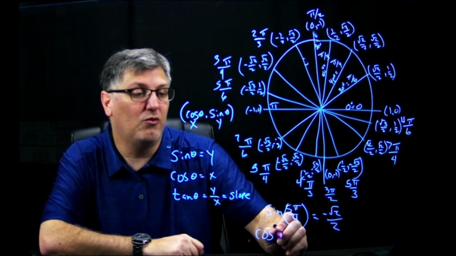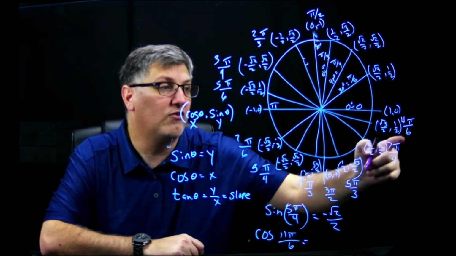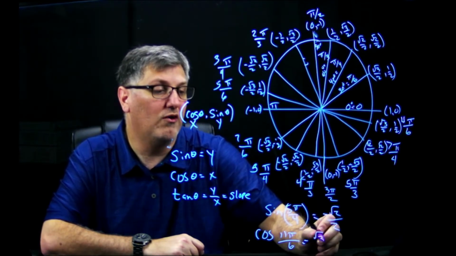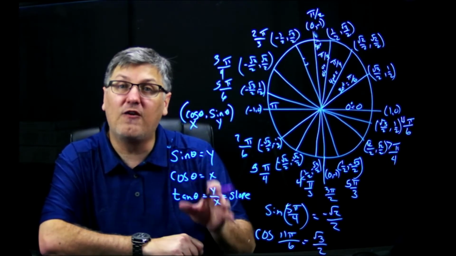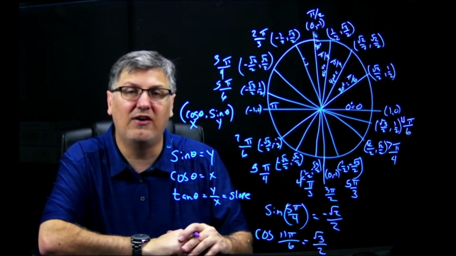I'm going to ask you to do cosine. I don't know. Let's do 11 pi over 6. So I want to find 11 pi over 6, which is here. Cosine is the x value. This becomes square root of 3 over 2. So the x values and y values actually tell you the sine and cosine values.